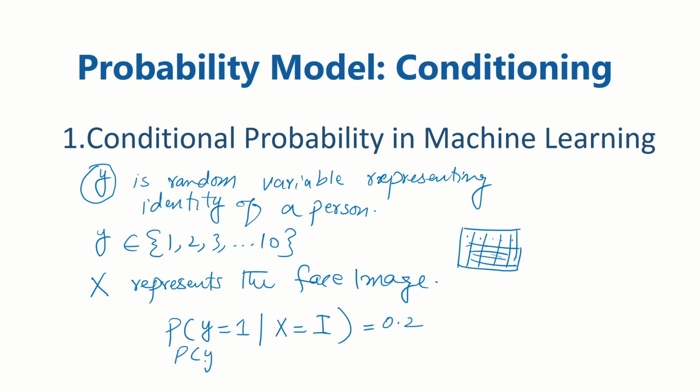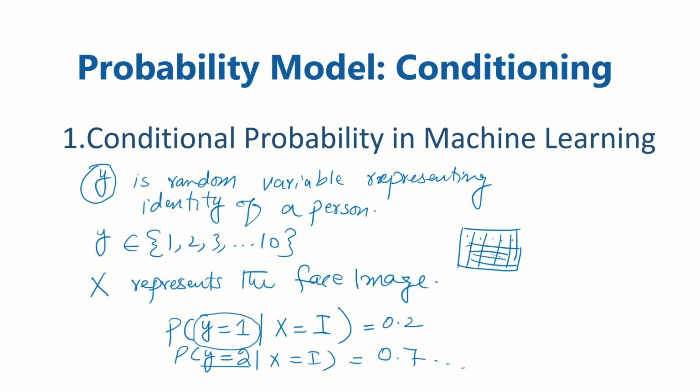We then try to find out the likelihood that the person actually is person 2, and that probability might turn out to be 0.7. And so on. Then we pick the person with the maximum probability and say, okay, this is that particular person. But see here, the whole face recognition app relies on conditional probability: you need to find the probability of this Y given the image.